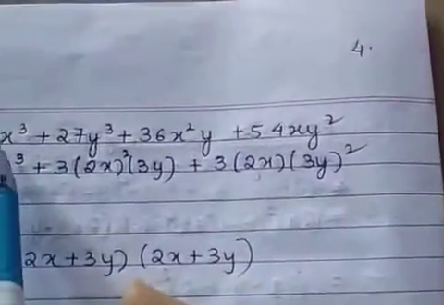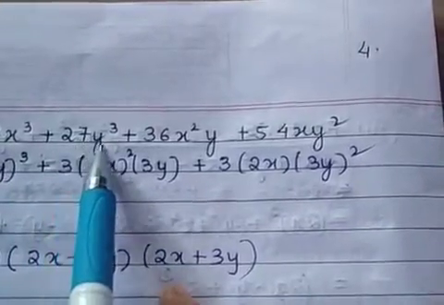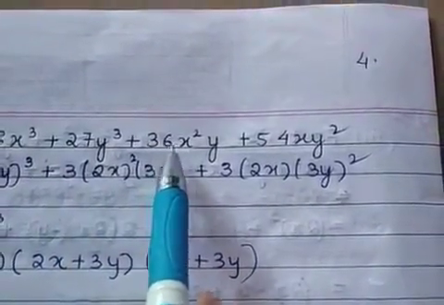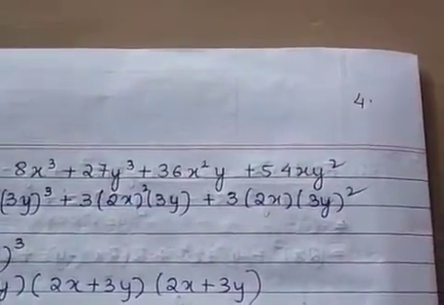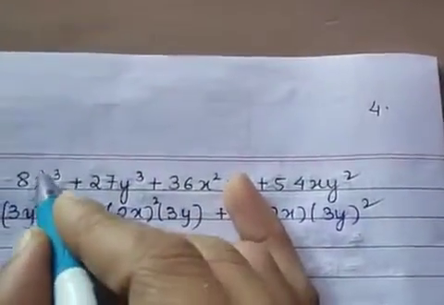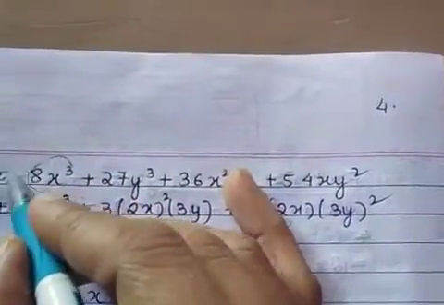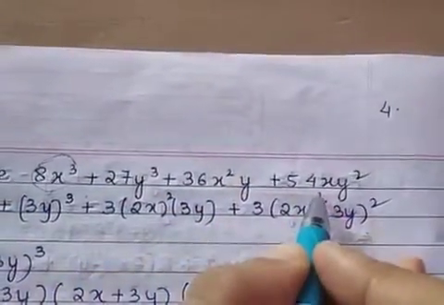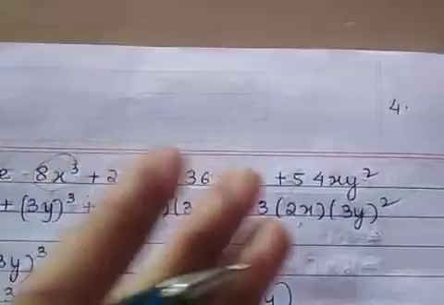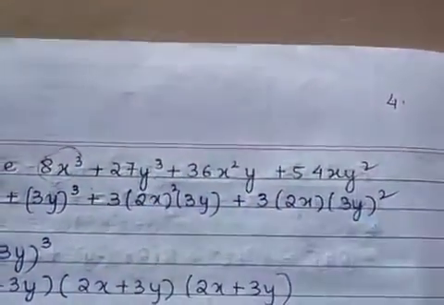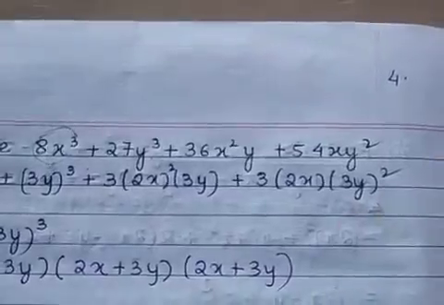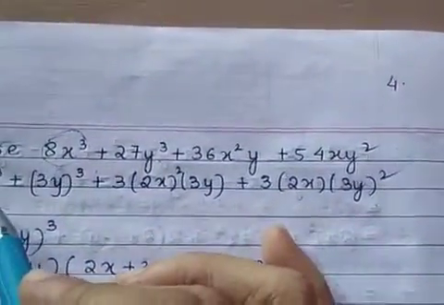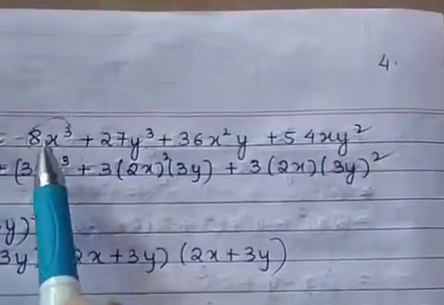Now here you are given 8x cube plus 27y cube plus 36x square y plus 54xy square. First, as I told you, you take this term. Since all are positive here, it's not a problem. You don't have to check which y term should be negative or which x term should be negative. You don't have that problem here. So what you can do here is directly take the terms.